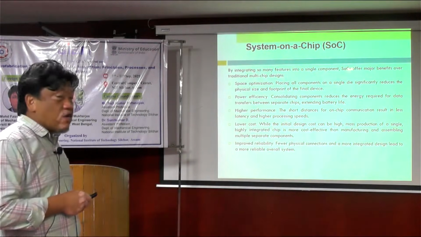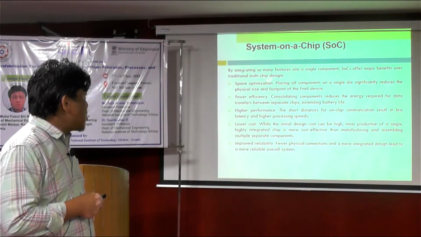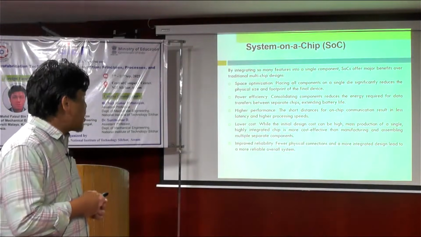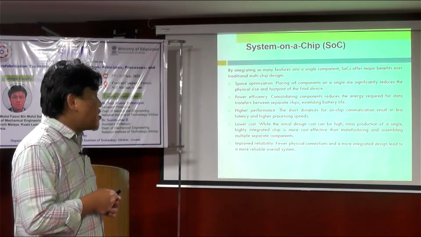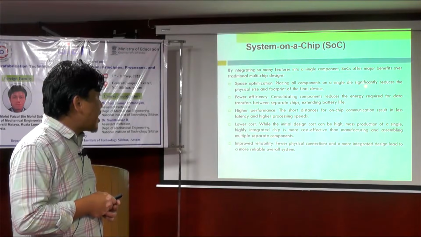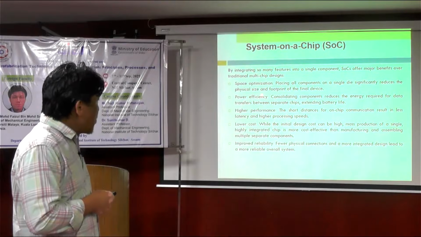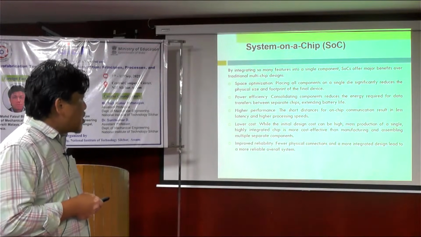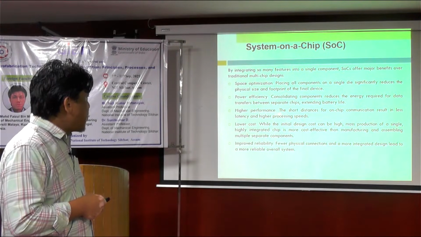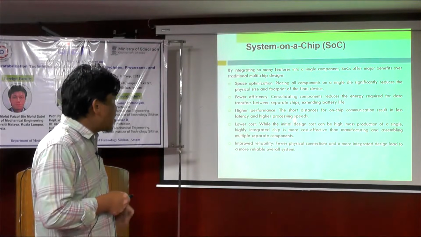And by integrating so many features in one chip, we can have a major benefit over traditional multi-chip designs, with every single component separate. So with this kind of design, one is space optimization, which makes the device smaller by placing all components on a single die, reducing the physical size and footprint of the device itself. And power efficiency: consolidating components reduces the energy required for data transfer between separate chips. And higher performance: the short distance for on-chip communication results in less latency and higher processing speed.